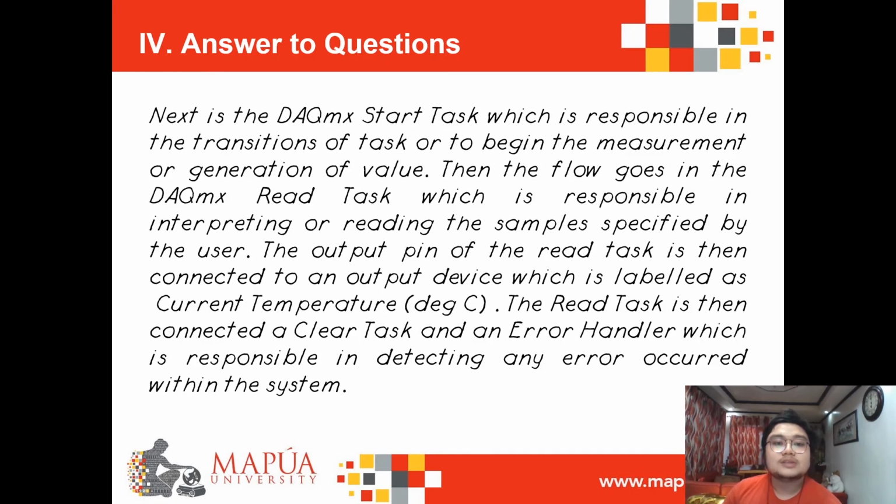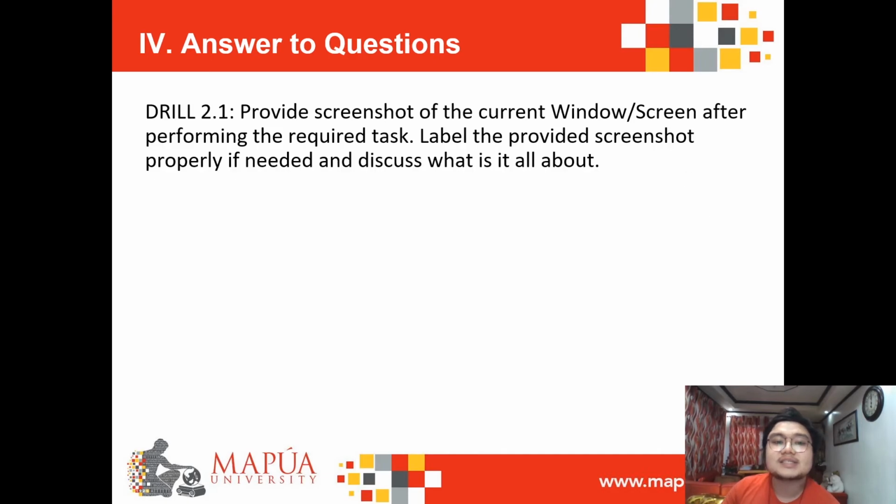So the Start Task is responsible for the transition of tasks, or to begin the measurement or generation of values. Then the flow goes into the Read Task, which is responsible for interpreting or reading the sample specified by the user. The output pin of the Read Task is then connected to an output device labeled current temperature degrees Celsius. The Read Task is then connected to a Clear Task and an error handler, which is responsible for detecting any error that occurred within the system.